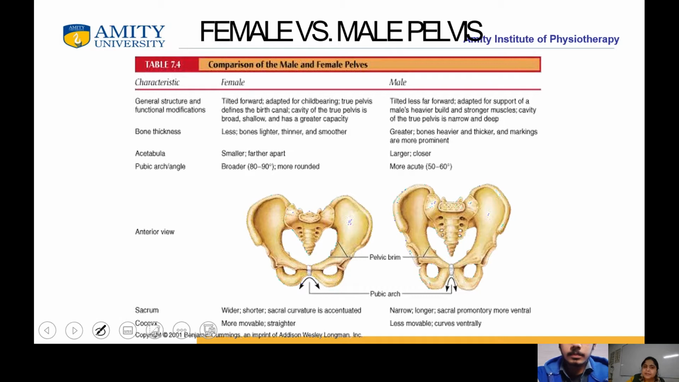There are some characteristics which are defining them. For example, the female pelvis is tilted forward, whereas the male is tilted less far forward. The bone thickness is less in female and more in male. The acetabula is smaller in female and larger in male. The pubic arch. Can you see this pubic arch? This is more rounded and broader in the female pelvis, whereas it is more acute in the male pelvis, which makes an angle of 50 to 60 degrees.